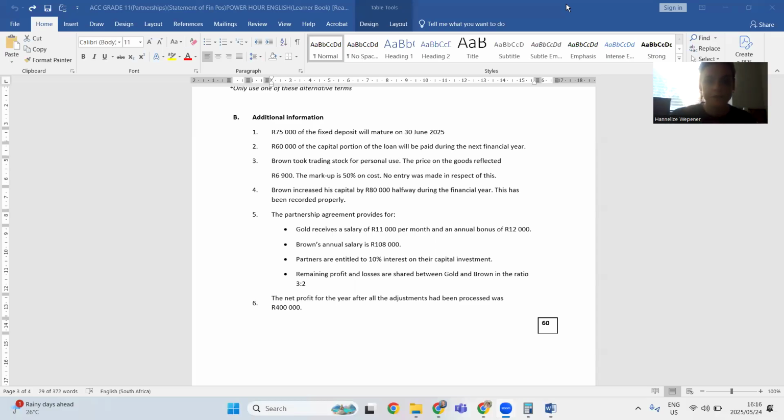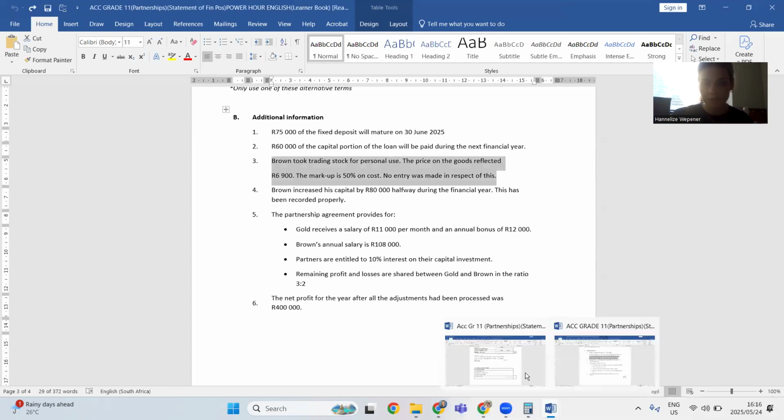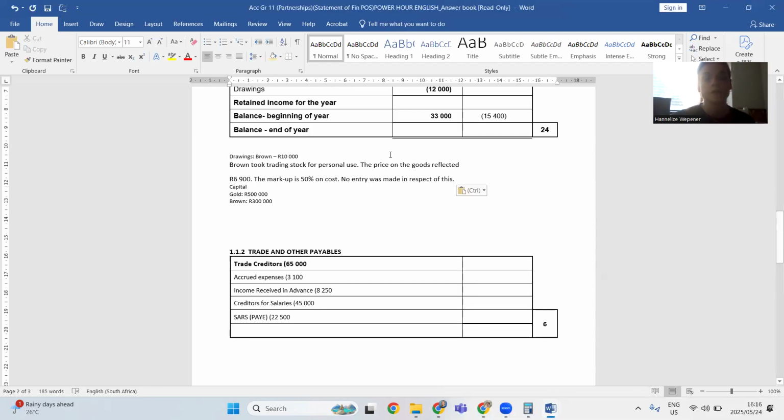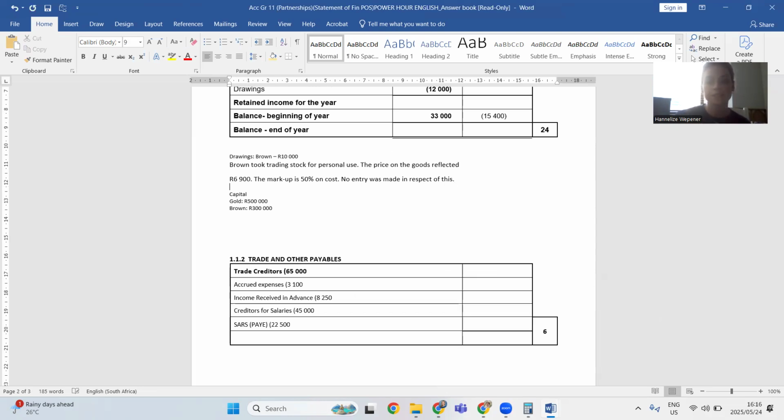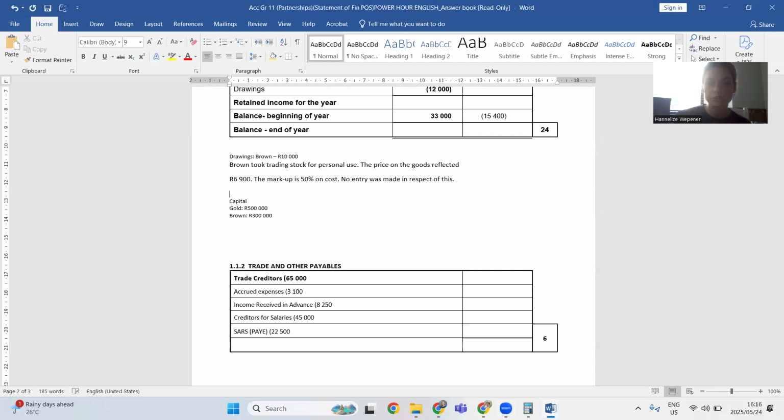Okay. Right. So we are busy with this partner Brown that took stock. So the price of the goods reflected 6,900 Rand. In other words, the price at which we wanted to sell the goods was 6,900 Rand. So they didn't say the cost of the goods, they said the price. And remember, the price is what the customer is going to pay for it. We know that whenever partners take stock for personal use, they do that at cost.